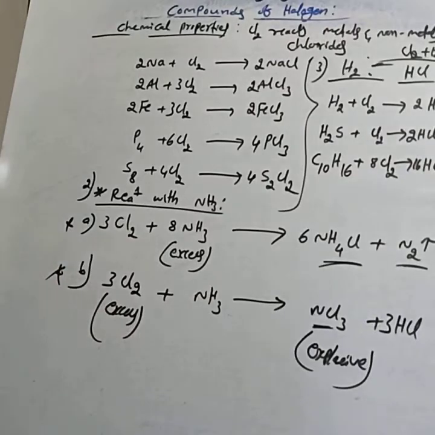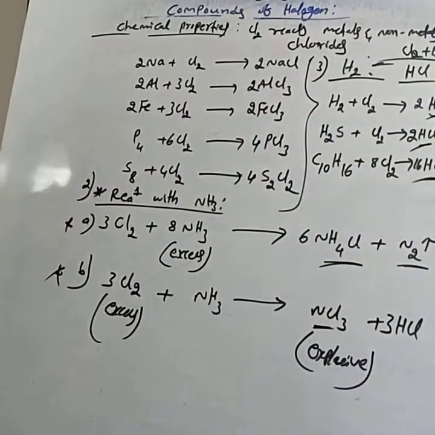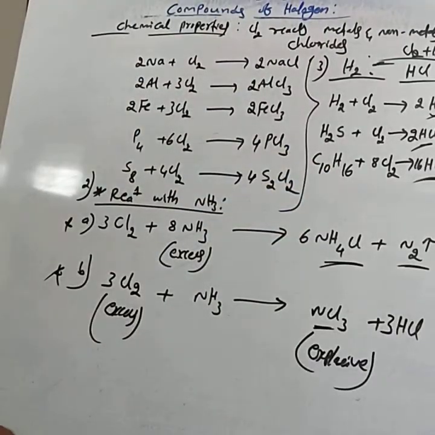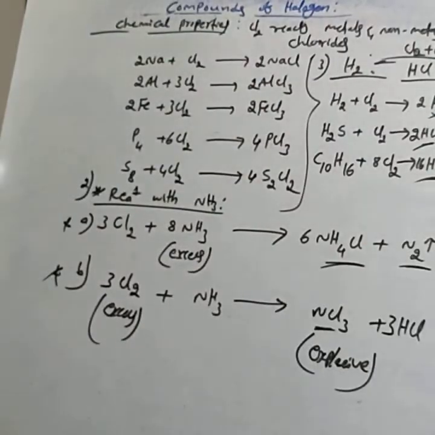This is the reaction with hydrogen and compounds containing hydrogen. Either directly with hydrogen or with compounds containing hydrogen, the main product formed is HCl. If chlorine reacts with H2, HCl is formed. Chlorine reacts with H2S, then HCl and sulfur are formed. With a hydrocarbon like C10H16, or any hydrocarbon, the products formed are HCl and carbon.